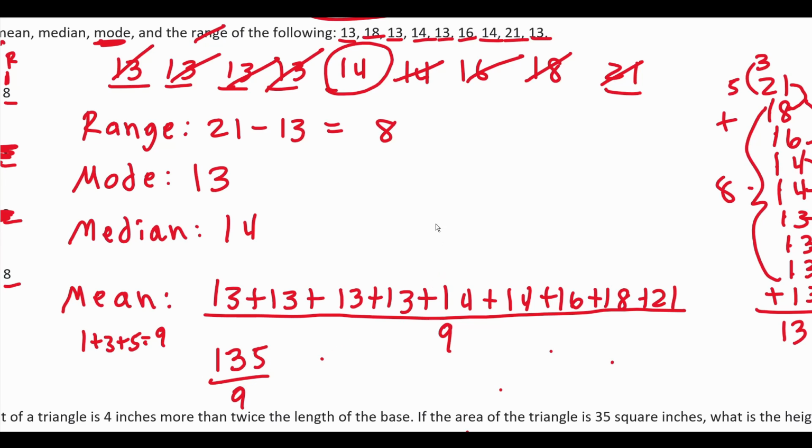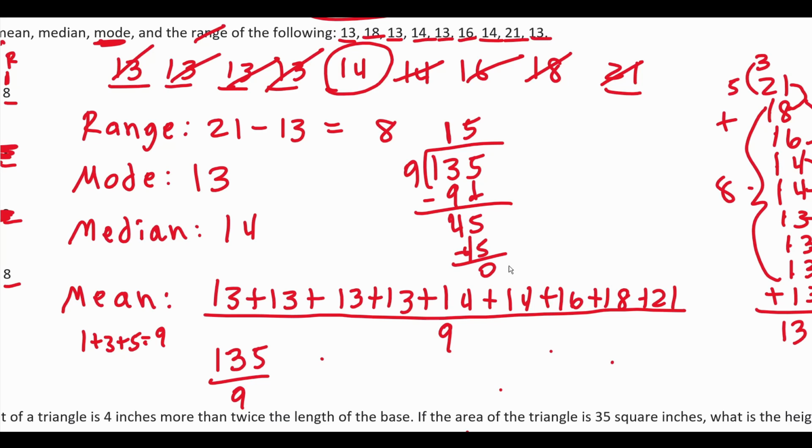And again, this is long division here, so this becomes 135 divided by 9. And we ask ourselves, how many times does 9 go into 1? It doesn't. How many times does 9 go into 13 without going over? That's 1 time. 1 times 9 is 9. 13 minus 9 is going to be 4. And then we drop down this 5. 9 goes into 45 5 times. 9 times 5 is 45, so there's no remainder. So the mean in this case is going to be 15.